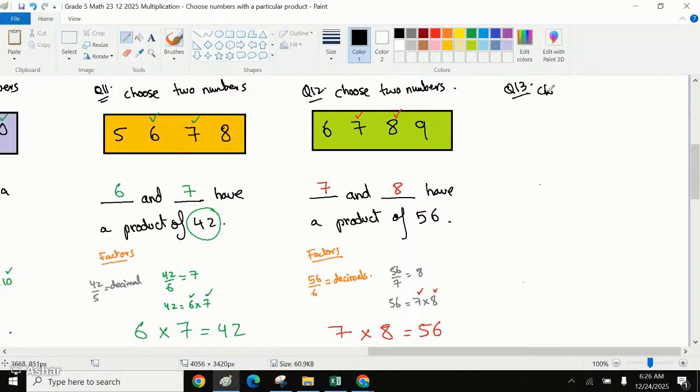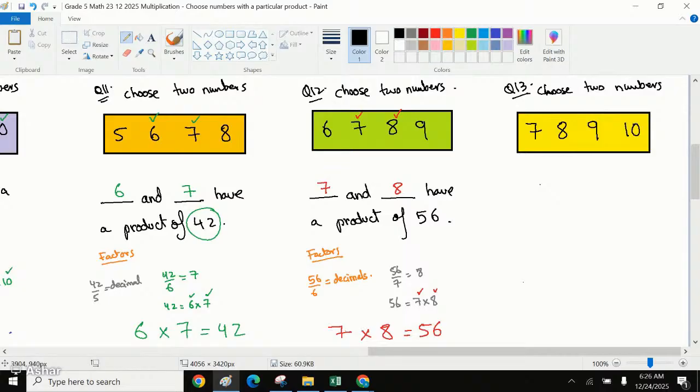The question says choose two numbers. We need to choose any two numbers from the given numbers. Let's suppose the numbers given to us are 7, 8, 9, and 10. Let's say the first number multiplied by the second number should be equal to 72. So let's try to find out the factors. For us, most important is factors.